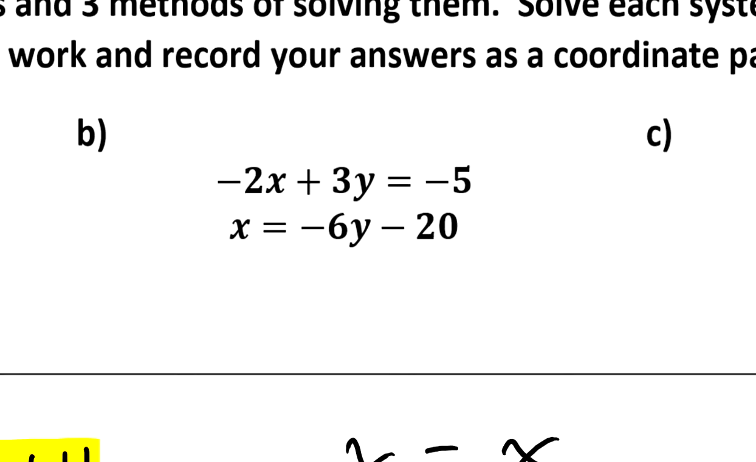The next technique that was listed was substitution, and I definitely like B for that because you can see that one of my variables, x, is isolated in terms of y. So this thing that I've highlighted in blue is a perfect substitution for x. Our strategy is to replace the x in the first equation with something that's equivalent to it from the second equation. The thing that's equivalent to it is negative 6y minus 20.